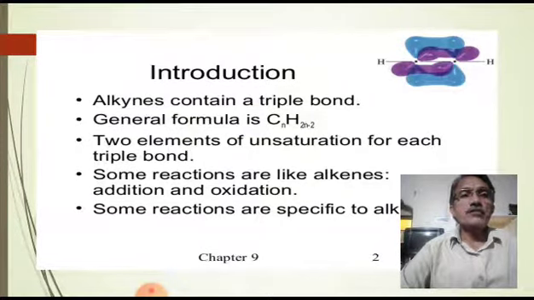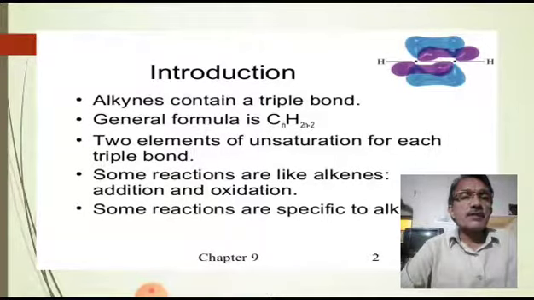Let us see the introduction of alkynes. Alkynes contain a triple bond. The general formula of alkynes is CnH2n minus 2, where n represents the number of carbon atoms. If n is equal to 1, we never get any alkyne. If n is equal to 2, it is C2H2, ethyne or acetylene. If n is equal to 3, it is C3H4, propyne or methyl acetylene, and so on.